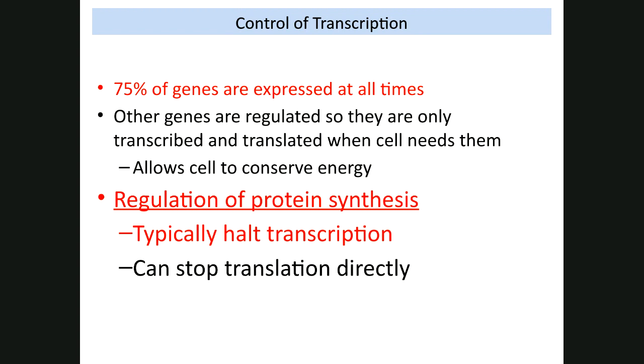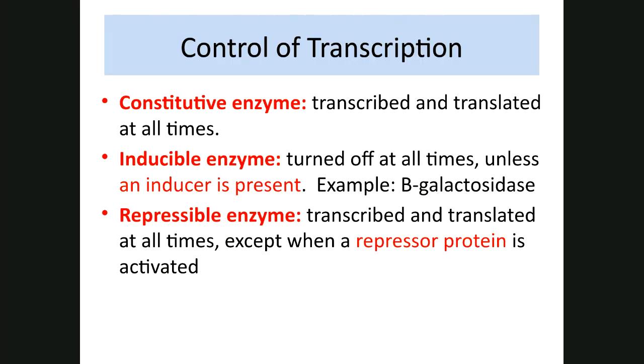We call those constitutive genes, the ones that are always being used. The ones that don't need to be transcribed and translated have to be halted. So there has to be some type of control of which genes are transcribed and translated, and which ones aren't. The control is always exerted at transcription. In other words, why make a copy of a recipe that we're not going to make? So typically the control happens at the level of transcription.